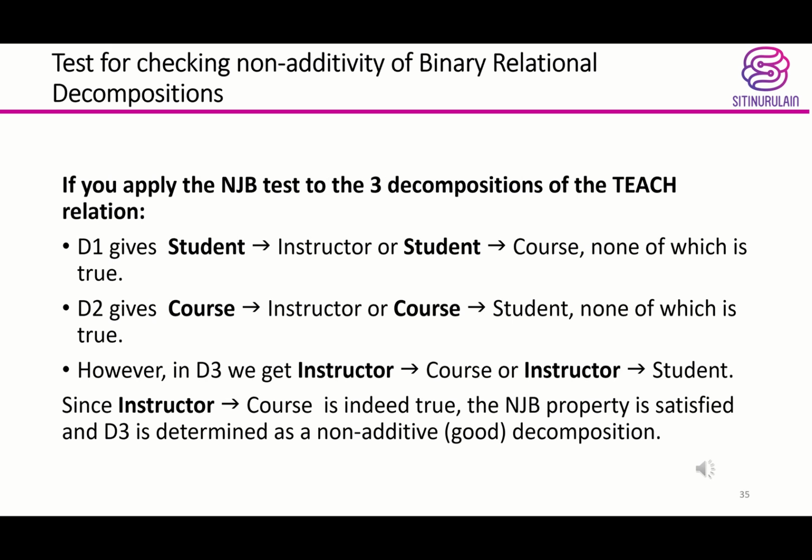If you apply the NJB test to the 3 decompositions of the teach relation, D1 gives student determine instructor or student determine course, none of which is true. D2 gives course determine instructor or course determine student, none of which is true. However, in D3 we get instructor determine course or instructor determine student. Since instructor determine course is indeed true, the NJB property is satisfied and D3 is determined as a non-additive, good, decomposition.